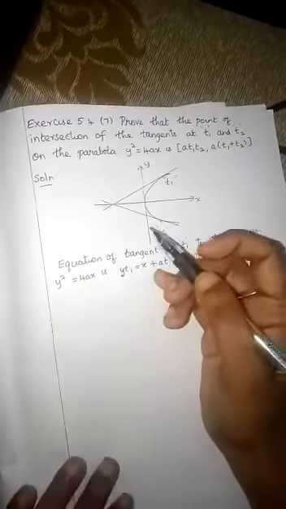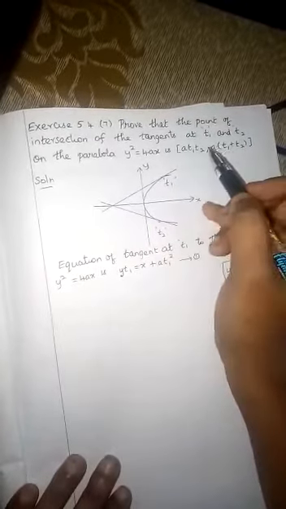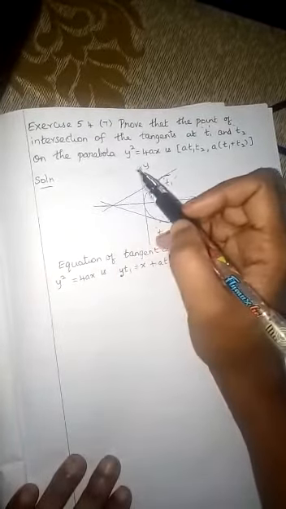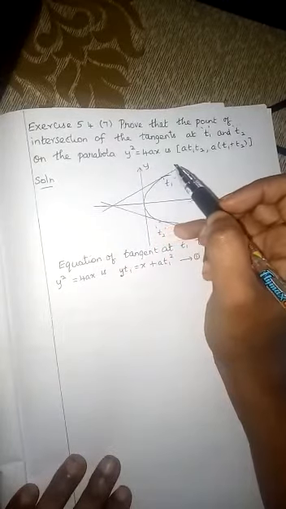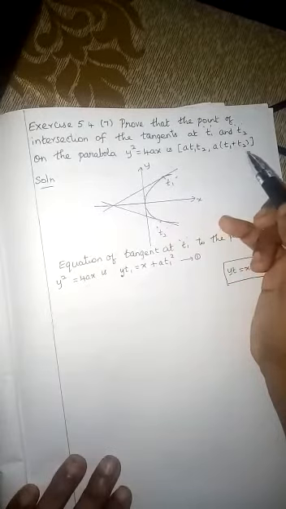Now we can see the seventh sum in exercise 5.4. Prove that the point of intersection of the tangents at t1 and t2 on the parabola y square equal to 4ax is a t1 t2 comma a into t1 plus t2.